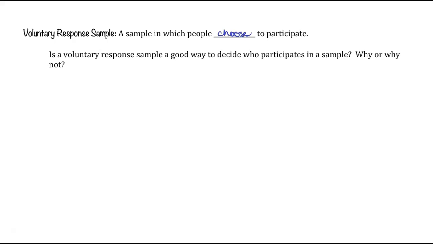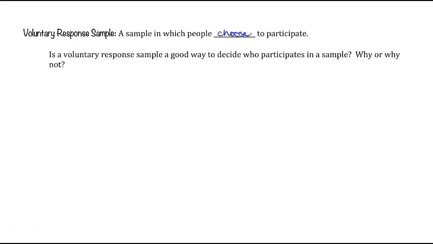Think about if a voluntary response sample is a good way to decide who participates in a sample. Are you more likely to participate in a survey if it's an issue that you're passionate about? Probably. There's an automatic bias built into voluntary response samples. Those that volunteer or respond are likely much different from those that don't. So this is not a random sample at all.